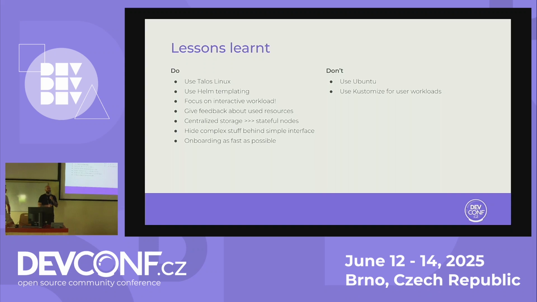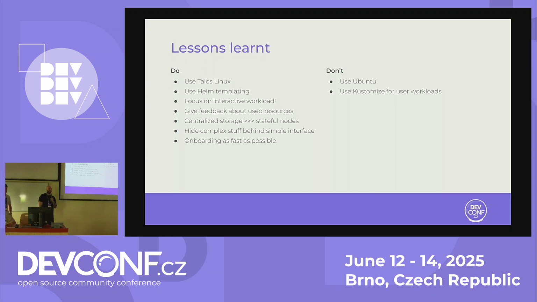Focus on interactive workload. If you just run the batch workloads, it's not enough for the researchers. They need to have interactive access to the resources as well. Give feedback about the used resources, because otherwise the researchers will hog them and they don't care if they request 50 CPUs and use only 10. You have to inform them proactively.